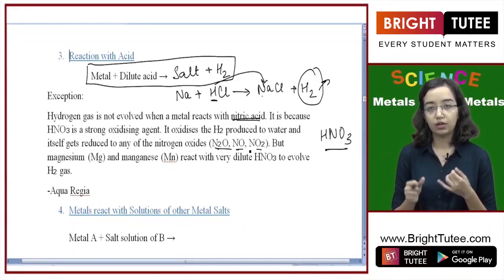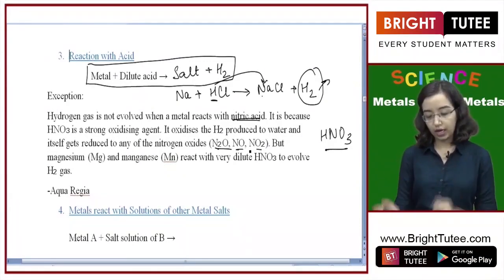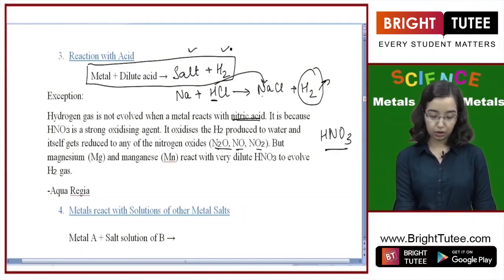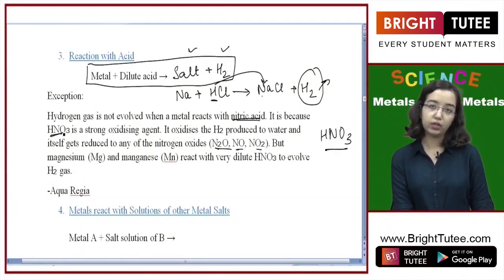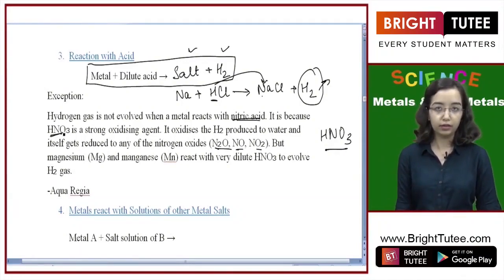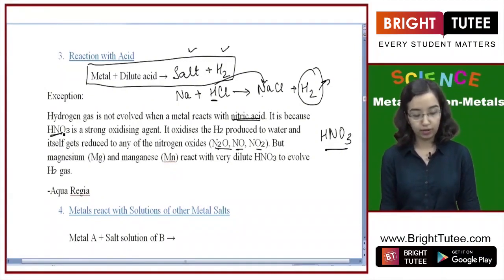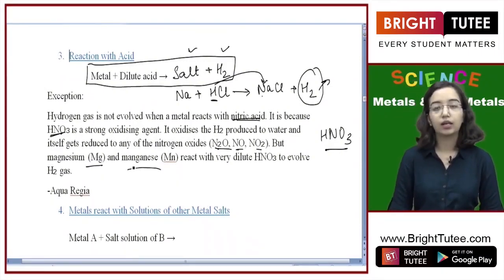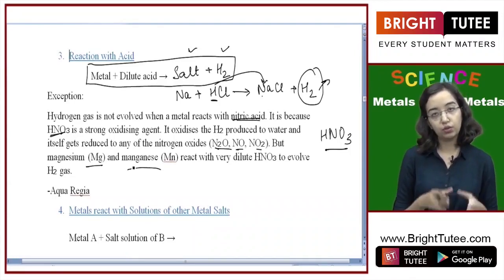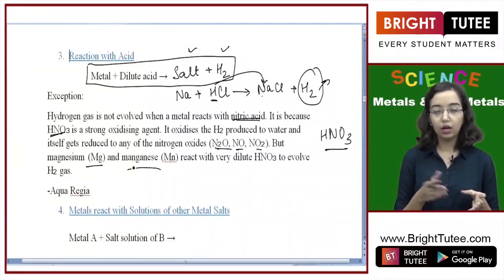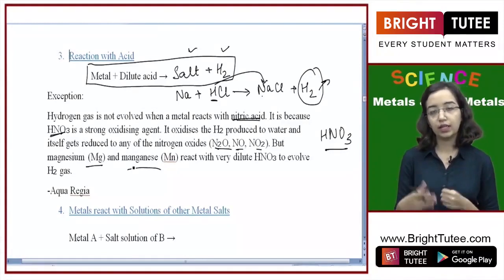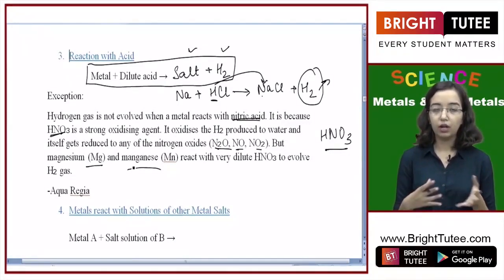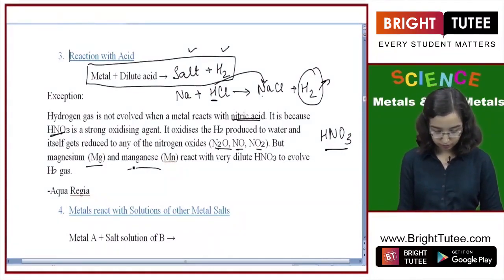If it is HCl or H2SO4, then they will react in this fashion to form salt and hydrogen gas. But if it is HNO3, then they will form water and a lower form of nitrogen oxide. Magnesium and manganese are an exception to this rule. They do react with HNO3, but they release H2 because in that case it is not possible for HNO3 to oxidize the hydrogen gas produced. So that is about an exception here.